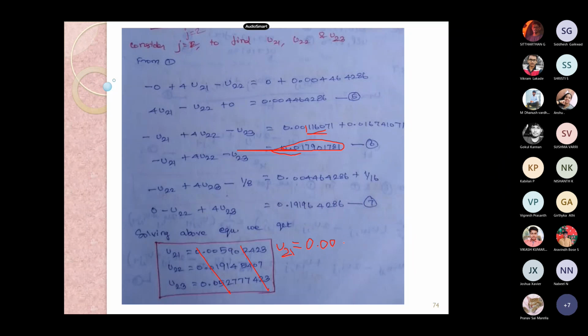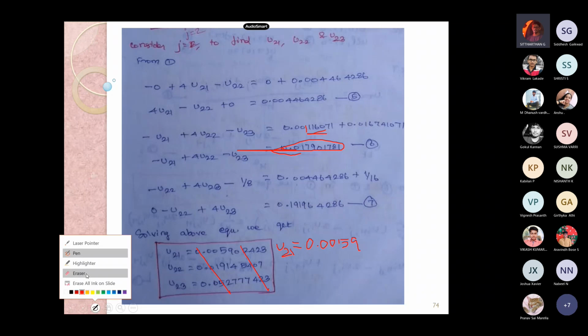Tell me. Double zero 59. No, you are telling the same results. So I'm getting 4.7 into 10 power minus 3. Yes, Siddharthan, tell me the results. So U21 is 4.703 into 10 power minus 3.